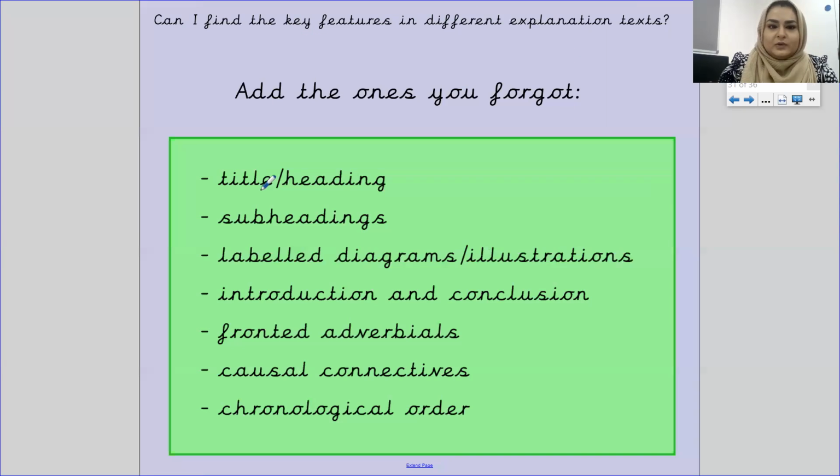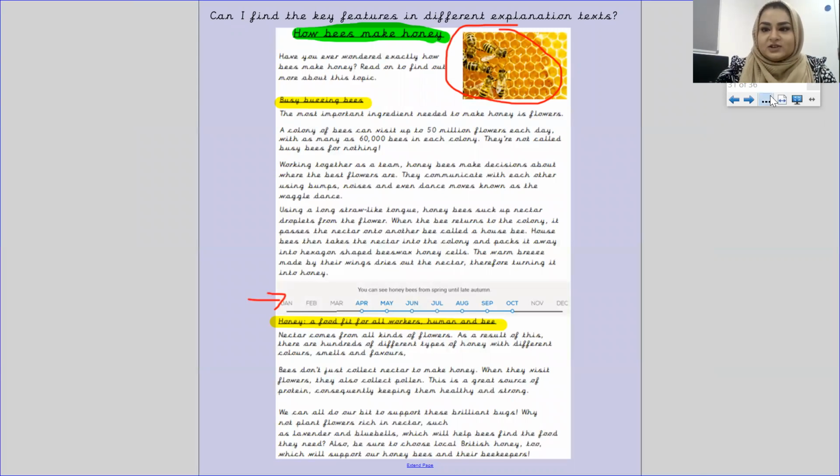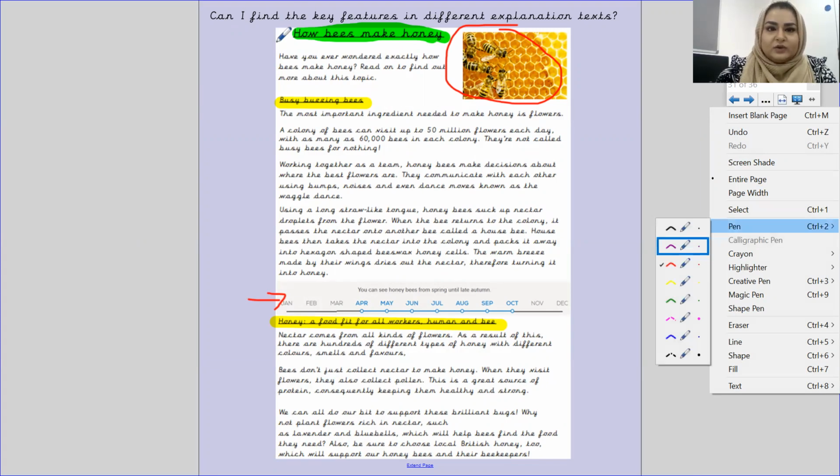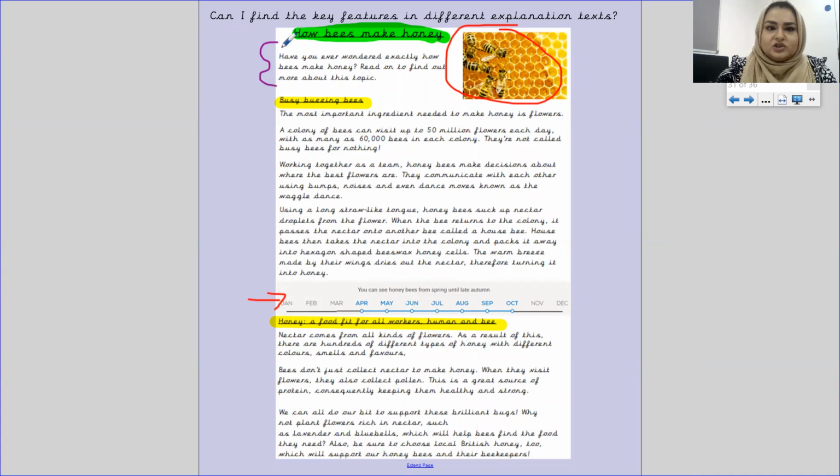Our next feature is an introduction and conclusion. So we know an introduction in an explanation text is always the first paragraph that you will have, which is here. And the conclusion is always the last paragraph that you would have here. Now that is the intro. And that is the conclusion.